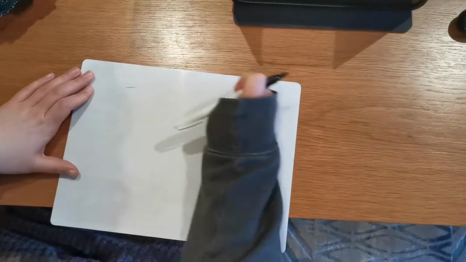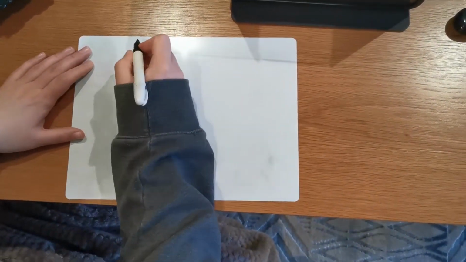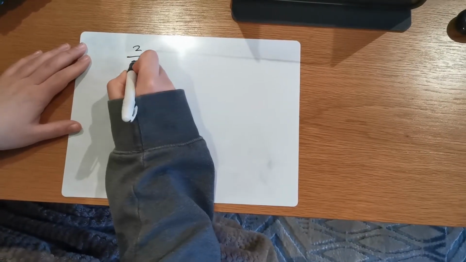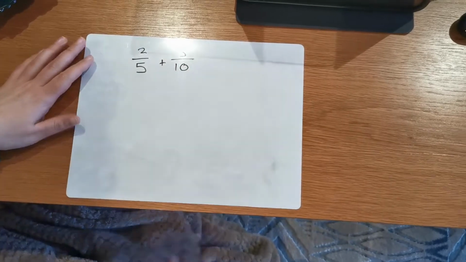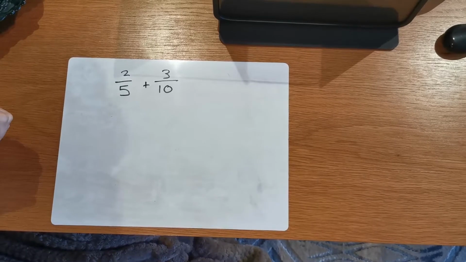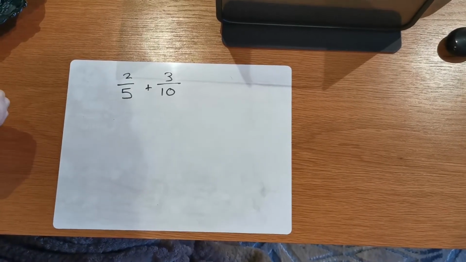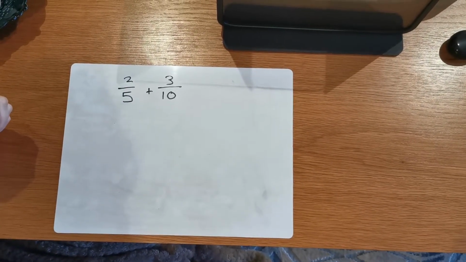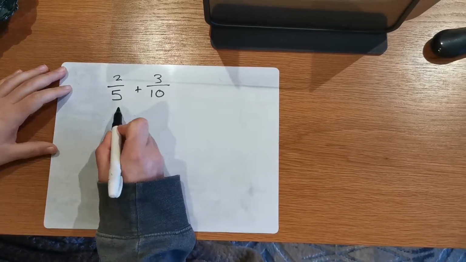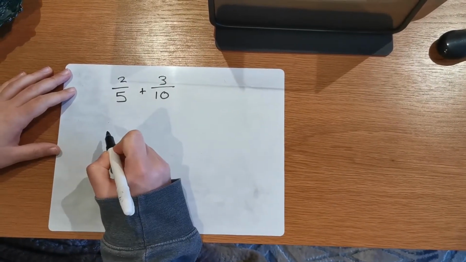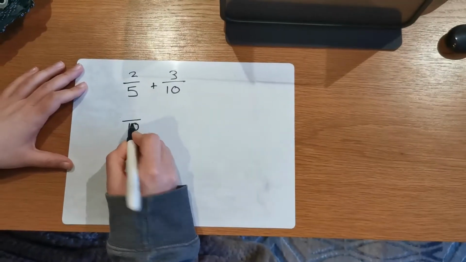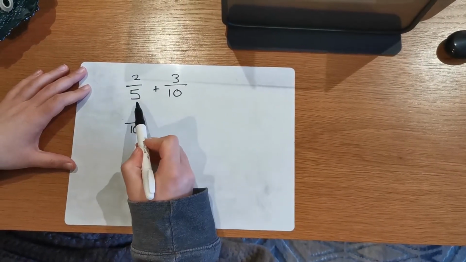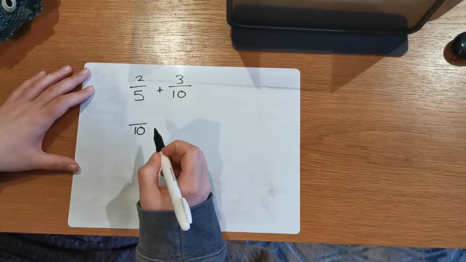So for example, if we had a question such as 2/5 add 3/10. So the key is that in order to add or subtract fractions, in this case add, we need to make sure that the denominators are the same. Well, at the moment my denominators are 5 and 10. So what I need to do is change this denominator into 10. And I can do that because 5 is a factor of 10.